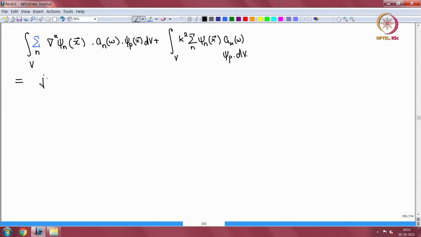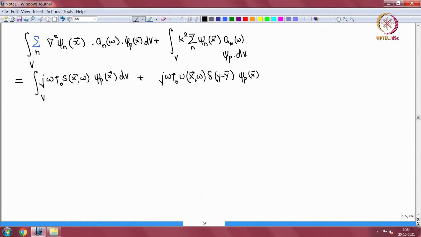We have j omega rho 0 s of x comma omega. We multiply by psi p of x dv and integrate over the volume, and here we have plus j omega rho 0 u. We now put it as x bar omega, but choose the surface as delta of y minus y bar, then psi p of x dv, okay, and integrate over the volume.